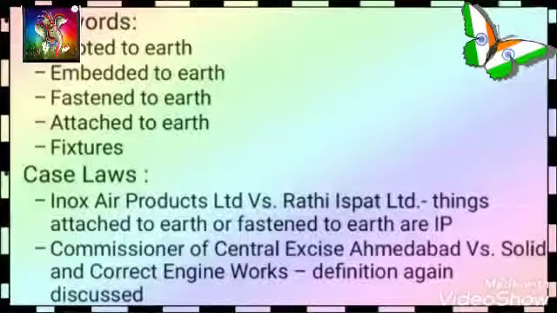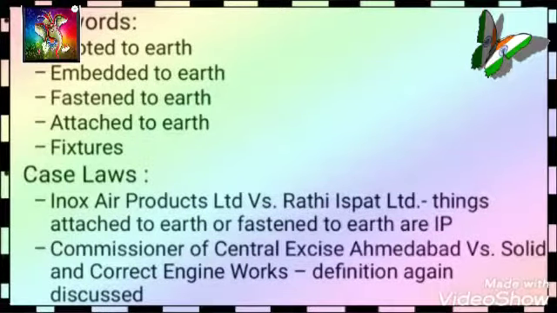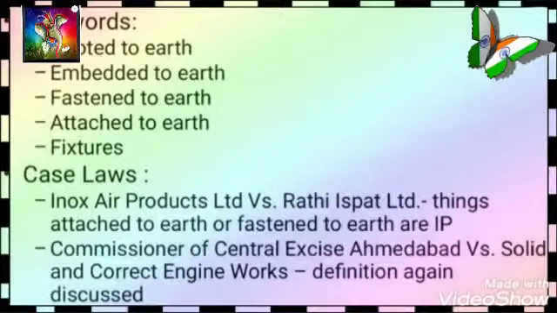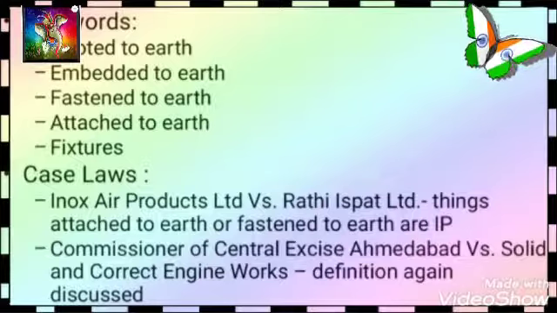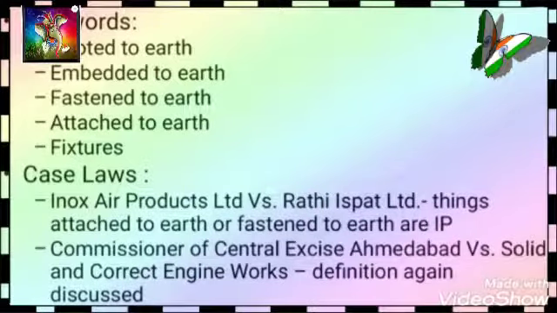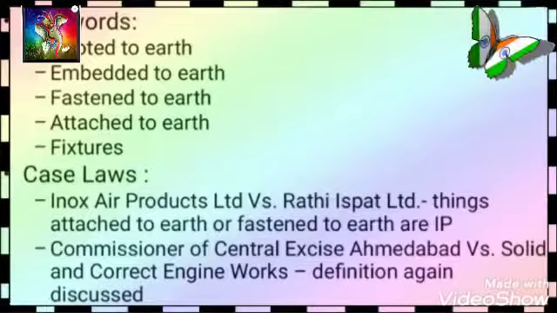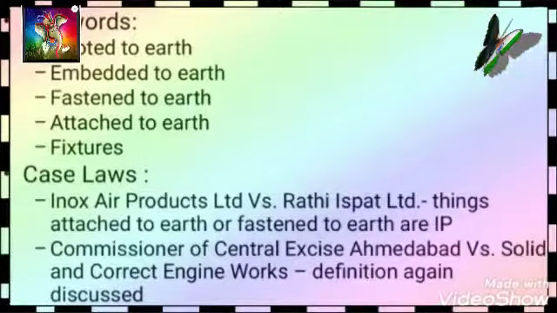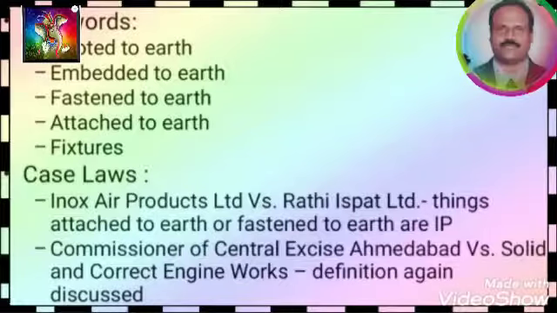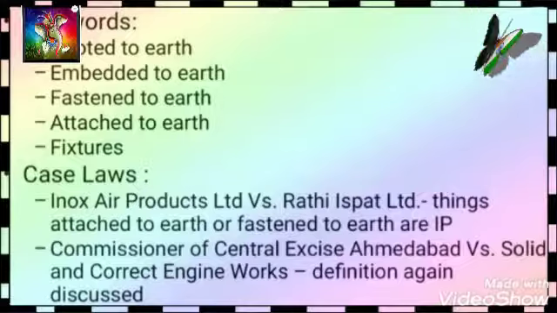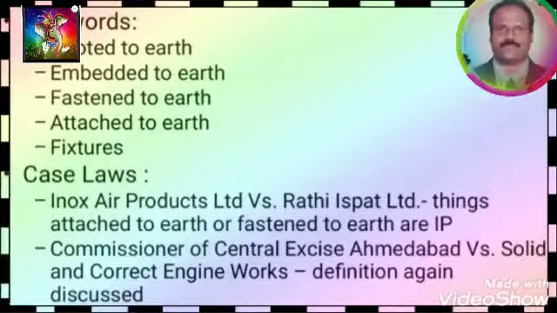having no body. Incorporeal property of two kinds, that is jura in re aliena or encumbrances, whether over material or immaterial things. Now, the key words here: rooted to earth, embedded to earth, fastened to earth, attached to earth, and fixtures are some of the immovable properties. The case laws being Inox Air Products Limited versus Rathi Ispat Limited. Things attached to earth, fastened to earth, are immovable property.